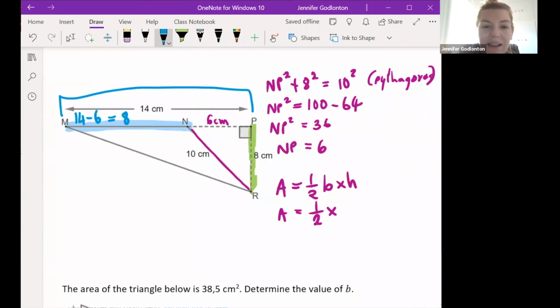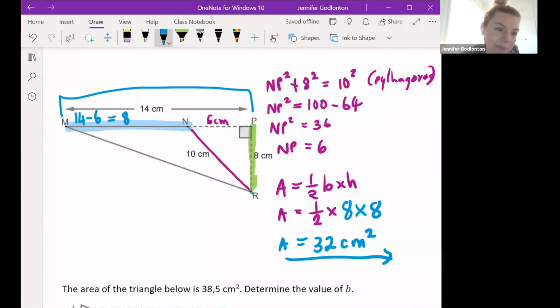So if I'm looking at the area of this triangle, I'm going to say half of 8 times my height, which we already know is 8. And so we get A is equal to 32 centimeters squared. Okay. So we had to do Pythag in order to find the base of our triangle. That was what we needed to do Pythag for.